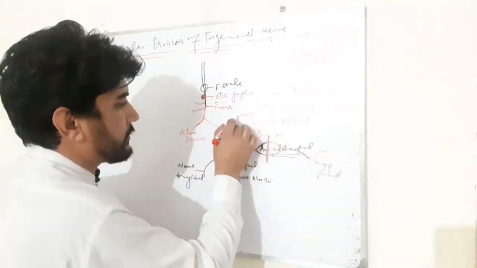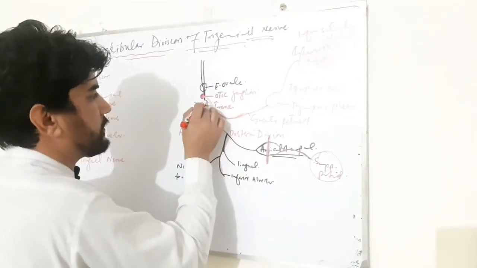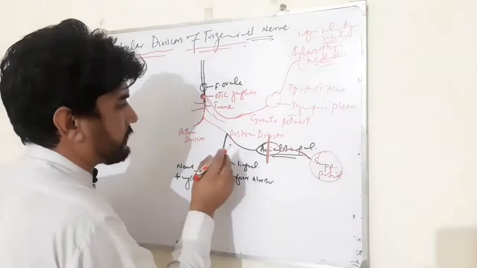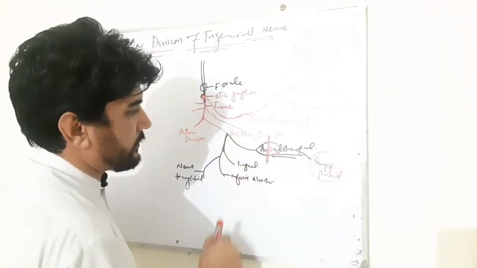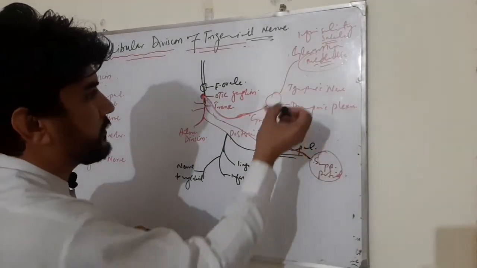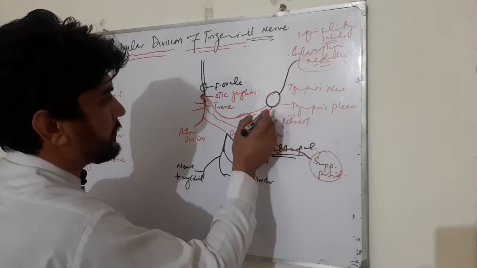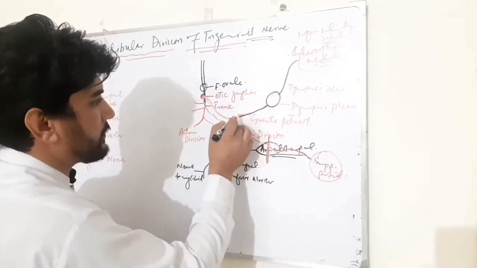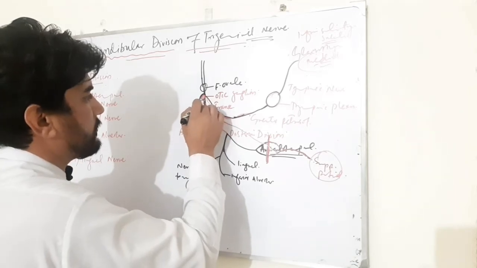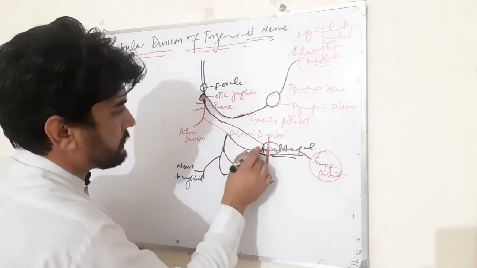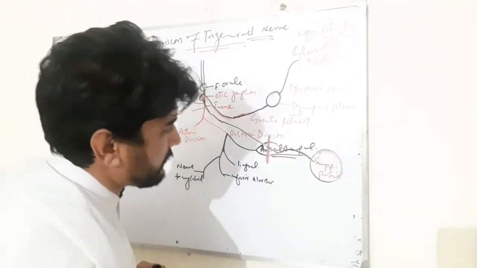This petrosal nerve then combines with the otic ganglion, and from the otic ganglion it carries postganglionic fibers which combine with the auriculotemporal nerve of the posterior division and carry supply to the parotid gland.